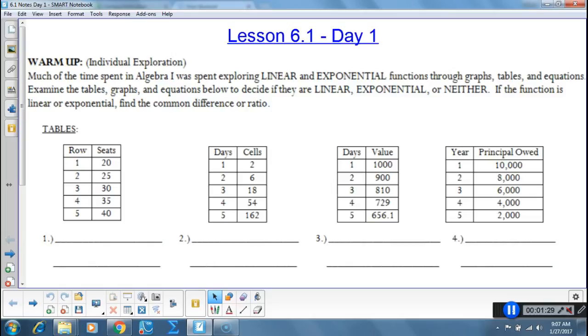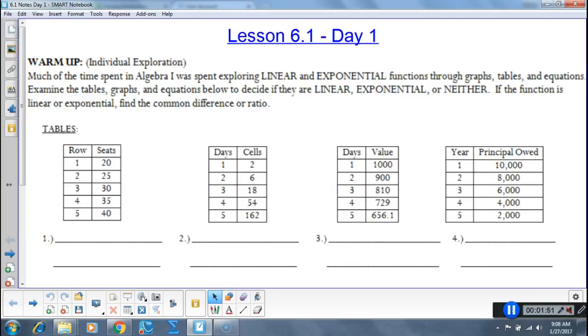We need to think back to our Algebra 1 days and figure out how we can look at a table, an equation, and a graph, and decide if it's linear or if it's exponential. So, if the function is linear or exponential, find the common difference or ratio on top of it too.